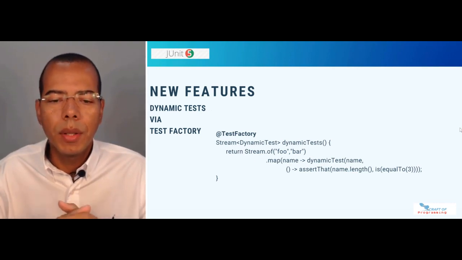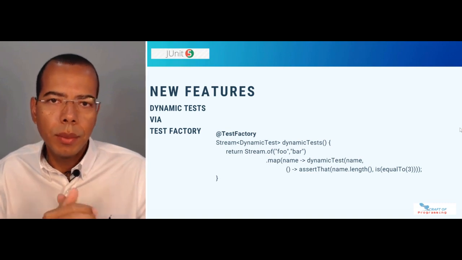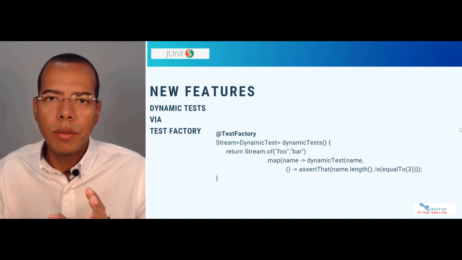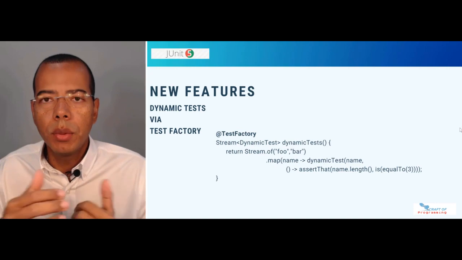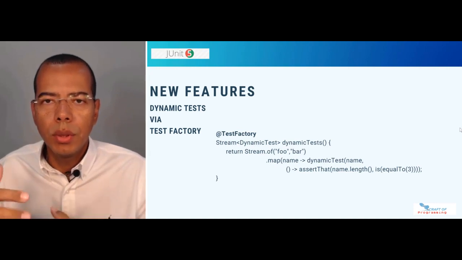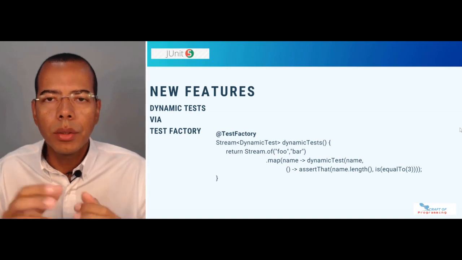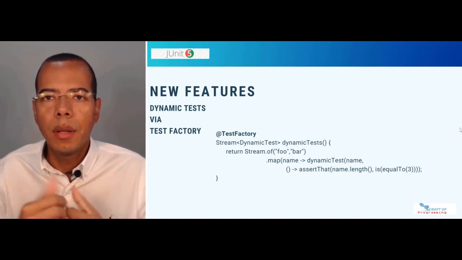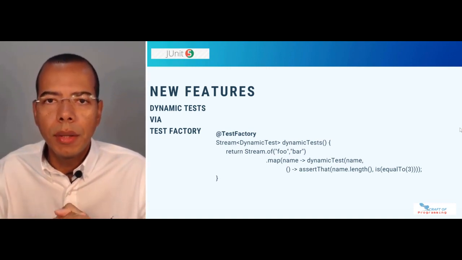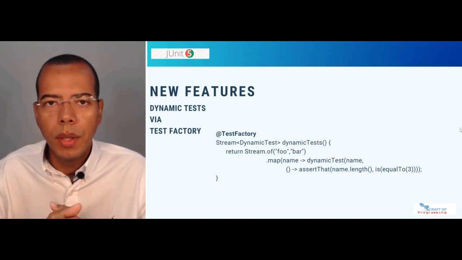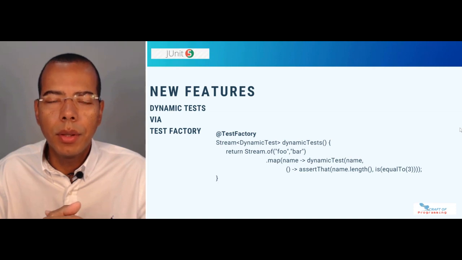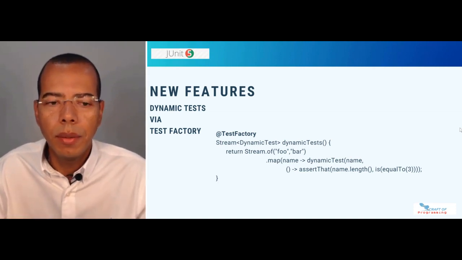As you can see, this is slightly similar to parameterized tests in that we have a bunch of inputs that we are passing to a test. Here you are actually creating the test body dynamically on the fly. So this is a really useful feature that I think makes JUnit 5 a very powerful testing framework.